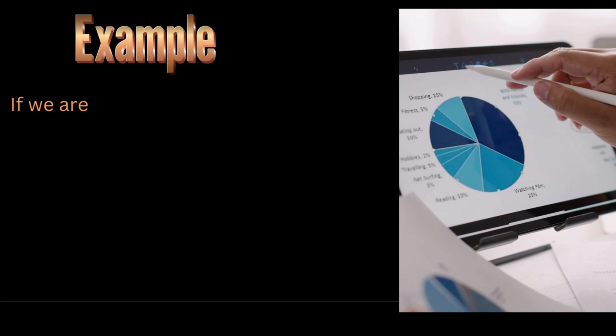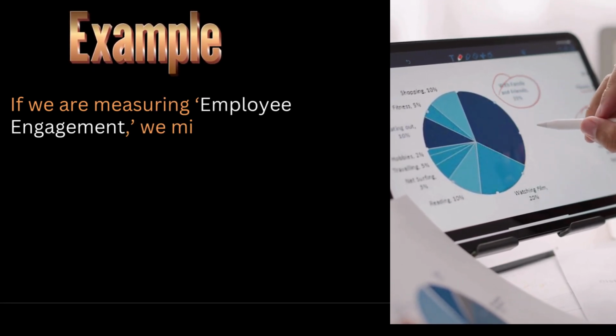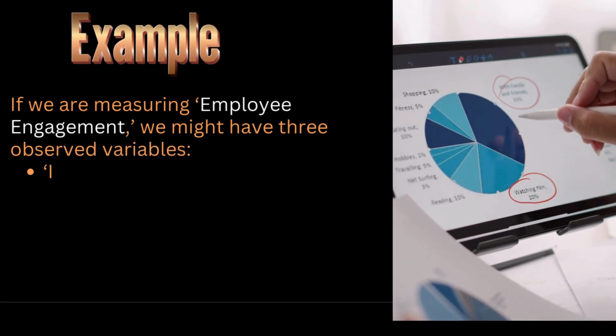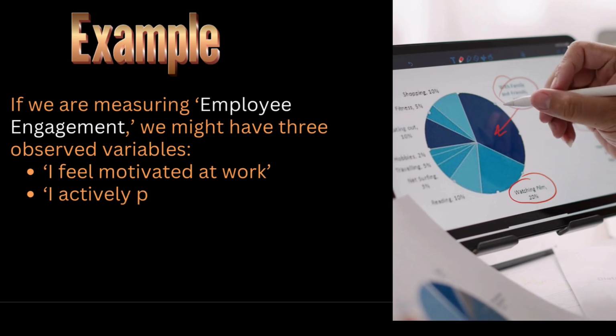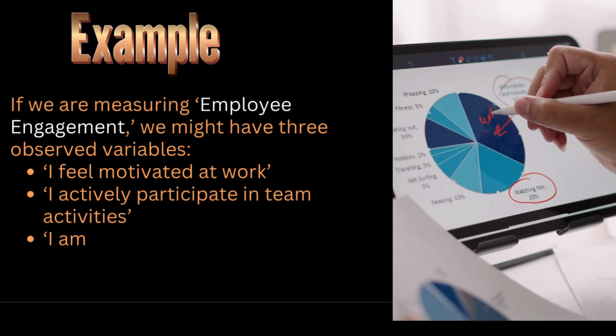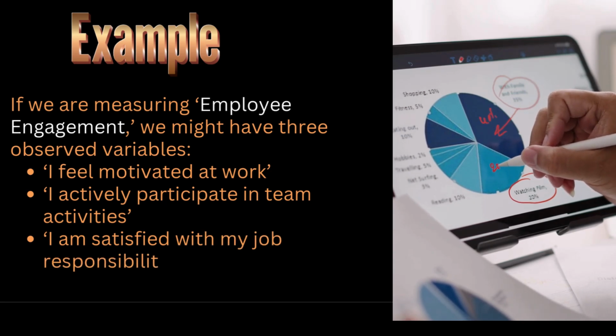So let's discuss an example. For example, if we are measuring employee engagement, we might have 3 observed indicators or 3 survey questions that measure this latent construct, employee engagement. These could be: I feel motivated at work, I actively participate in team activities, I'm satisfied with my job responsibilities.